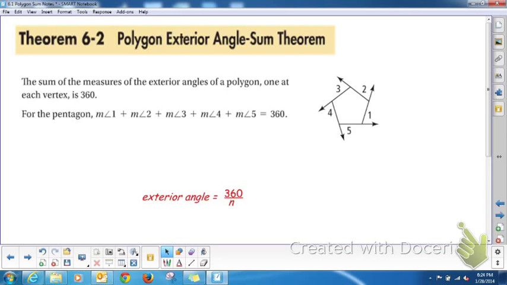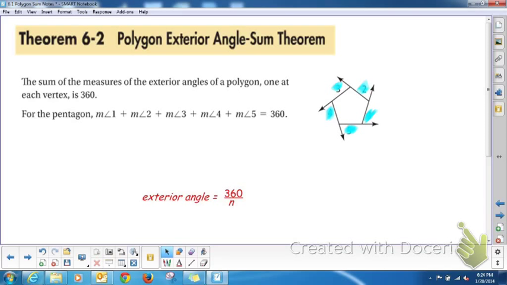The last theorem we're going to talk about today is Theorem 6.2, the Polygon Exterior Angle Sum theorem. The sum of the measures of the exterior angles of a polygon, one at each vertex, is 360 degrees. So exterior angles are the ones that are on the outside. So this is a pentagon. I have 1, 2, 3, 4, 5 exterior angles. You can only draw the extended lines in one direction.